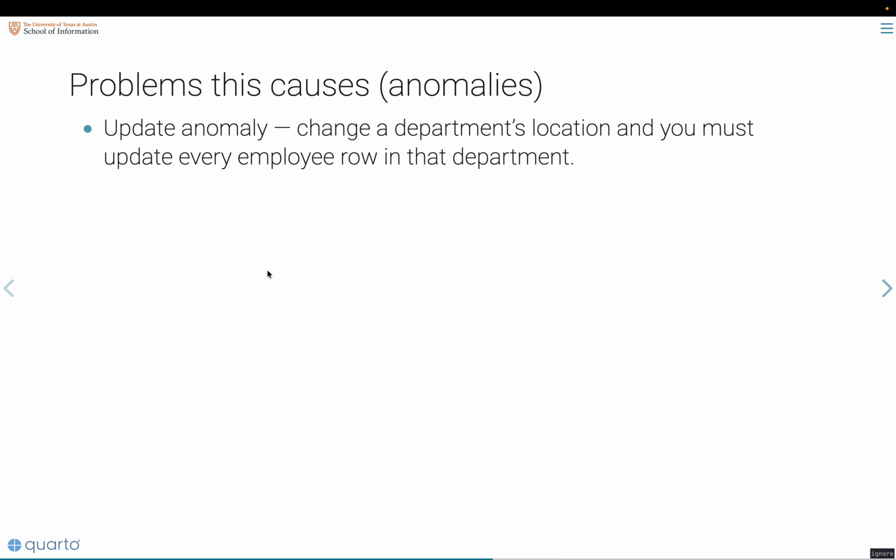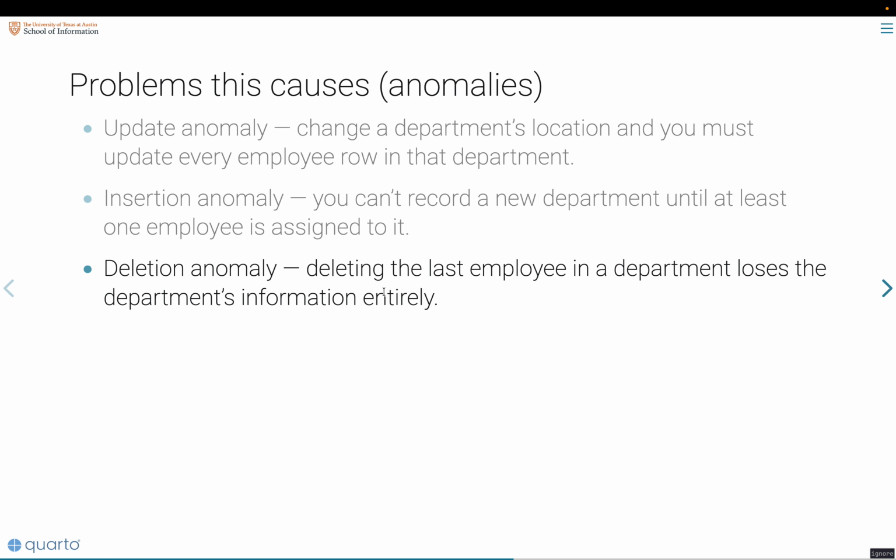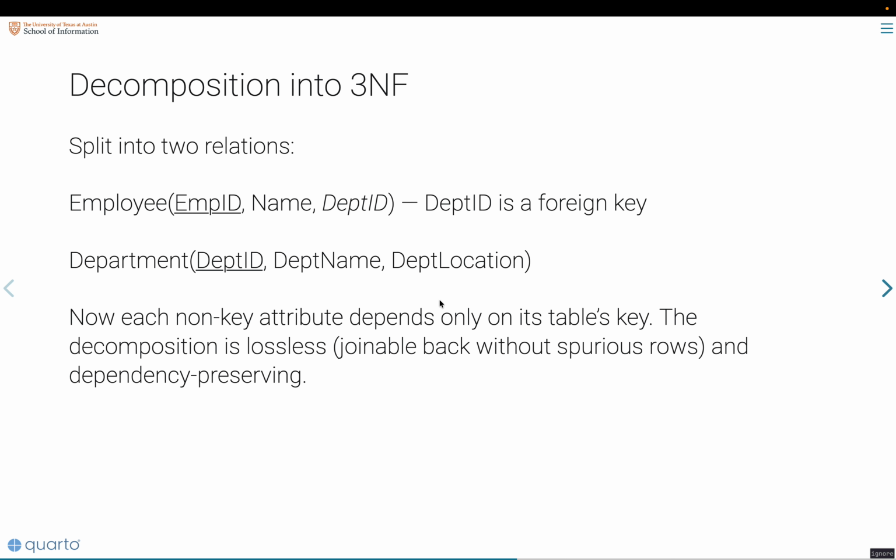Okay, so there are problems. If we change the department's location, we have to update every employee row in the department. If we try to record a new department, we can't do it unless at least one employee is assigned to it. And deleting the last employee in a department loses the department's information entirely. So we split it into two relations. Okay, so department ID is a foreign key. And then department ID determines name and location. So now each non-key attribute depends only on its table's key. The decomposition is lossless, joinable back without spurious rows, and dependency preserving.